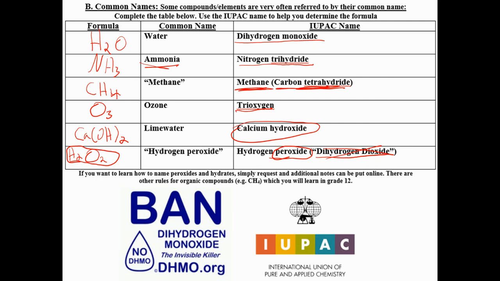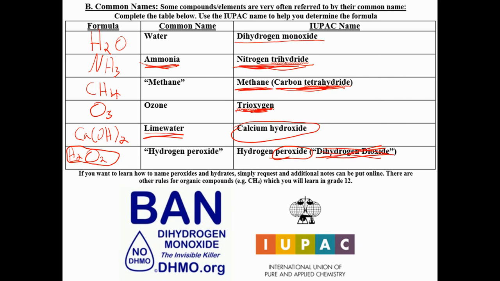So in chemical formulas, if you see water, you can just call it water. If you see ammonia, you don't have to worry about calling it nitrogen trihydride, call it ammonia. If you see CH4, rather than say carbon tetrahydride, you can say methane. If you see trioxygen, you can call it ozone. Lime water, I prefer you just keep calling it calcium hydroxide for now, but recognize what it is. And then H2O2, just know it's hydrogen peroxide and not dihydrogen dioxide because it's peroxide.